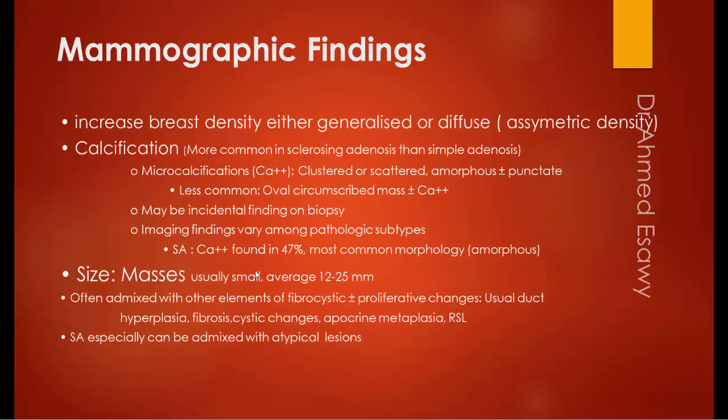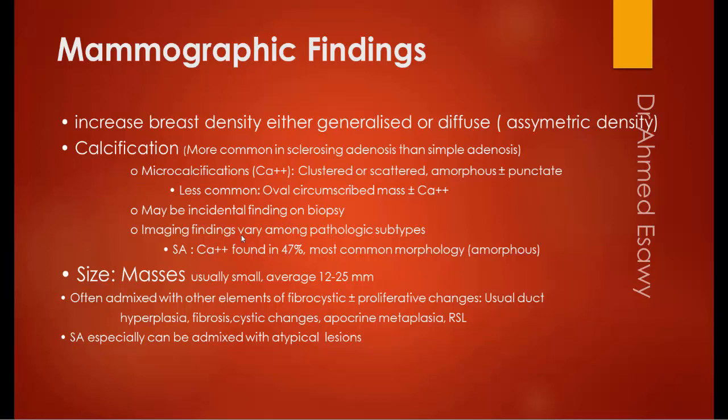Mammographic findings in fibroadenosis: increased breast density, either generalized or diffuse asymmetric density. Calcification is more common in sclerosing adenosis than simple adenosis. Microcalcification may be clustered or scattered, and amorphous or punctate. Less common is an oval circumscribed mass with or without calcification. Microcalcification may be an incidental finding in biopsy.